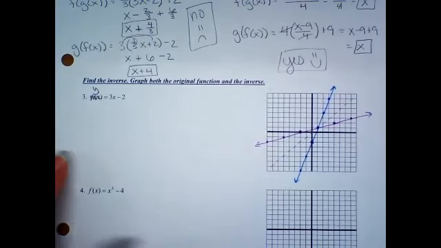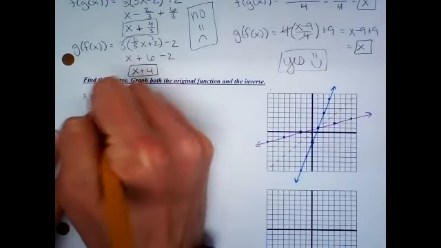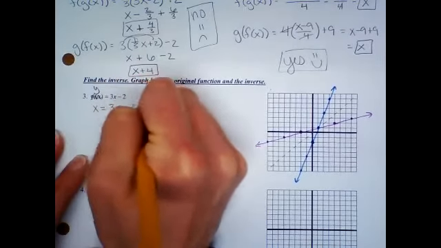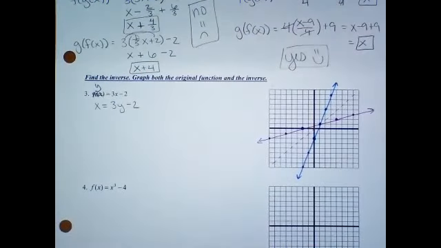So scribble out the f of x, call it y. Everything else is going to stay put. You're just going to switch x and y. So it'll be x equals 3y minus 2. The equal sign stays where it is, the 3 stays where it is, the minus 2 stays where it is. You just switch the x and y. Then you want to get y by itself.